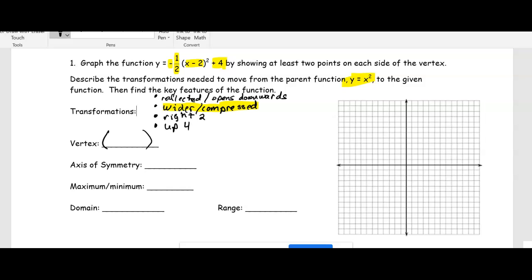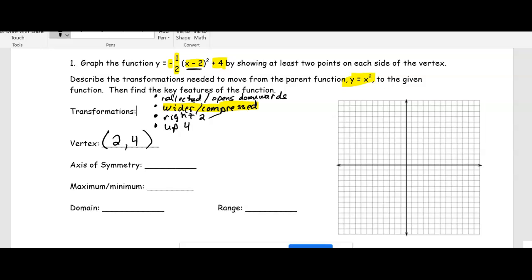The vertex then. This we're consistently answering better. Since this is an x minus 2, that means our x coordinate of the vertex is a +2. We can also just look at the fact that we moved to the right, would have gone from 0 to a +2 direction if we went right. And then 4 is the y coordinate.